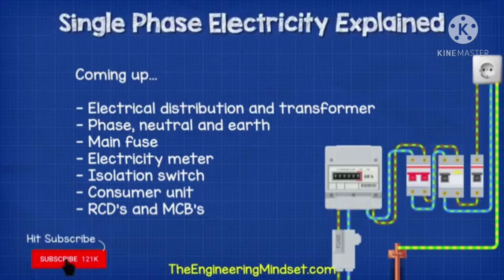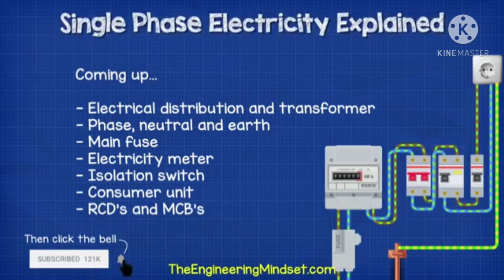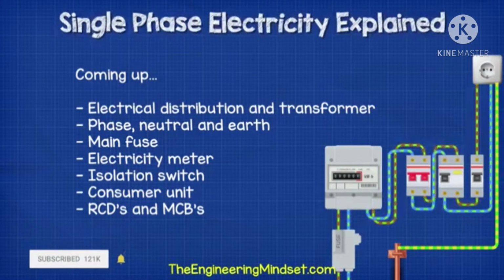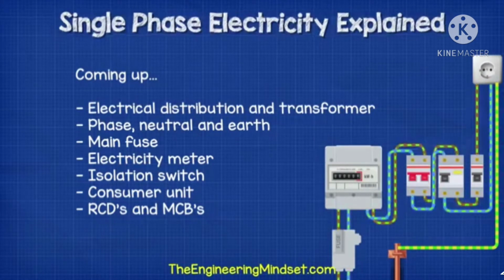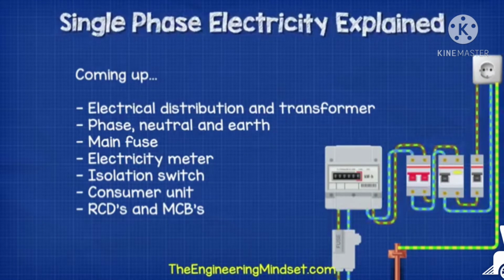Going to be looking at a typical single-phase electricity supply into a domestic property. We're going to look at the distribution cables and transformer, the phase, neutral and earth, the main fuse, the electricity meter, the isolation switch, the consumer unit, as well as the RCDs and MCBs.